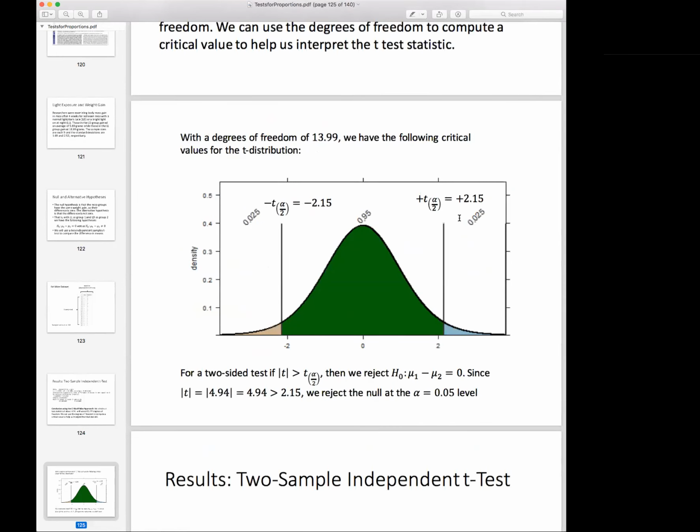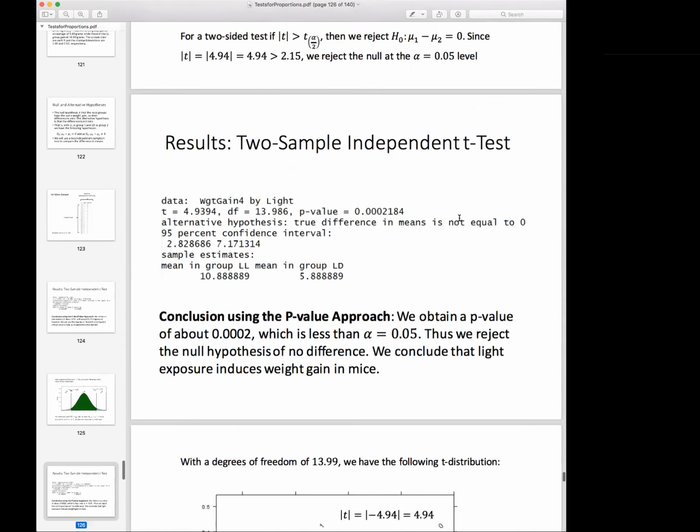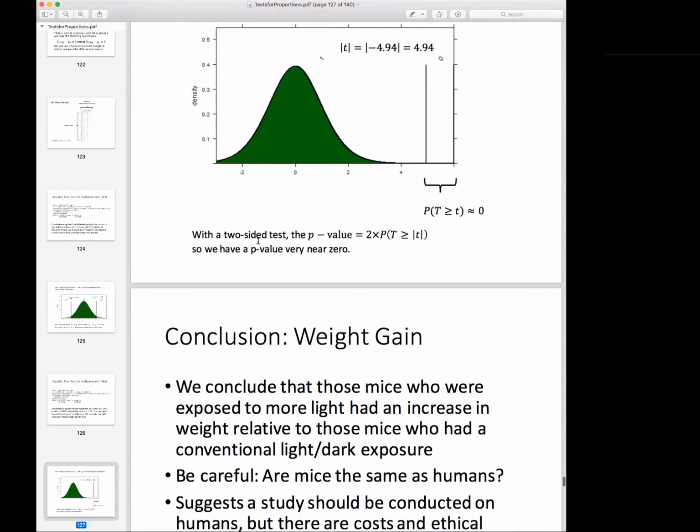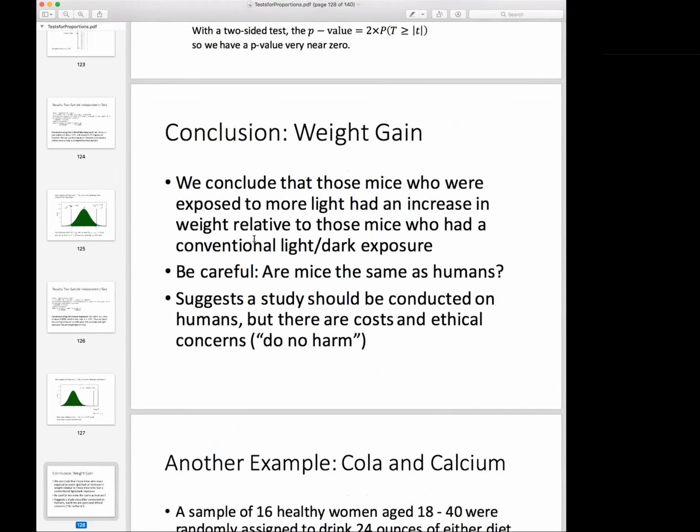Using this t-distribution plot, we can see that we will reject the null hypothesis because our t of 4.94 is greater than our critical value of 2.15. So we reject the null hypothesis. And again, we can look at the p-value of 0.0002, which is less than the alpha value of 0.05, which is the same conclusion. So our conclusion is that those mice who were exposed to more light during the night had an increase in weight relative to those who had a conventional light-dark exposure.